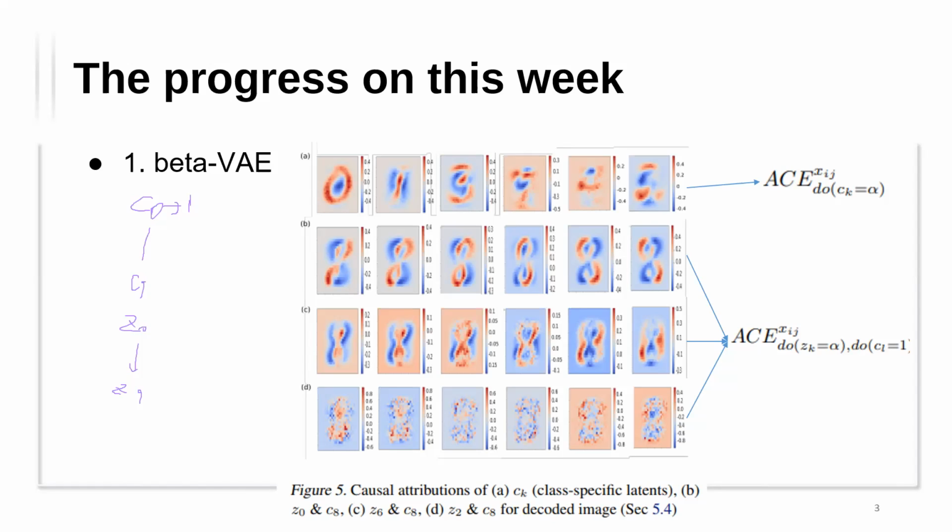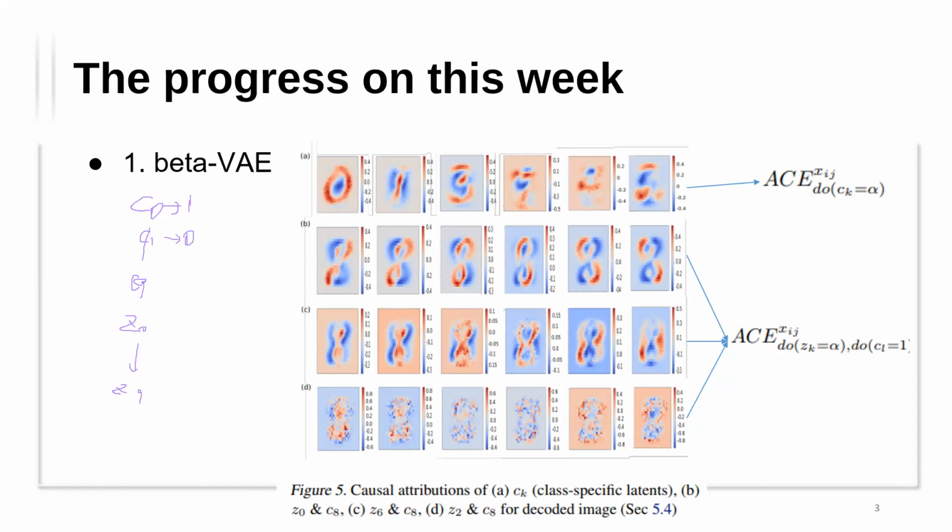Okay, I have a few questions here. What if C0 and C1 are both 1? What is going to happen? In the beta VAE, it wouldn't happen. It is an illegal embedding. So that means the dimensions from C0 to C9 are actually exclusive, right?